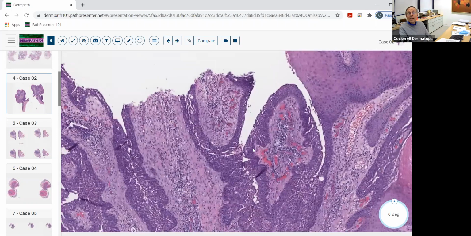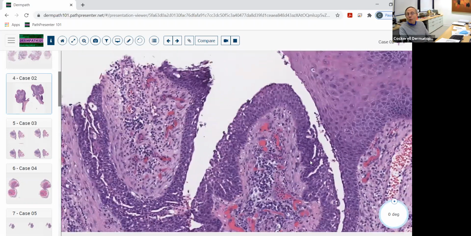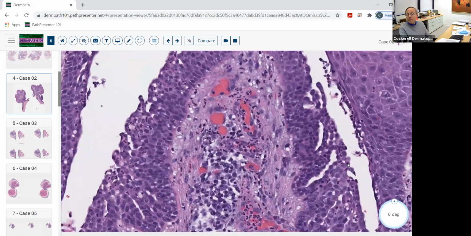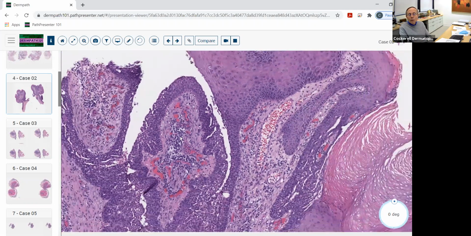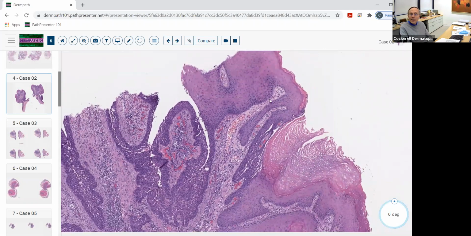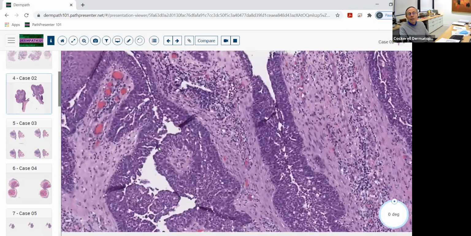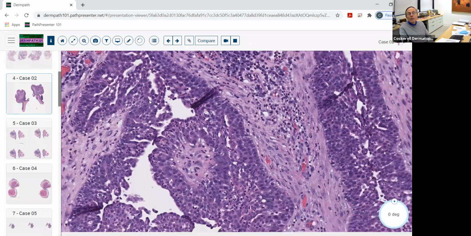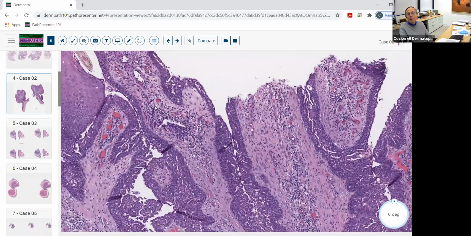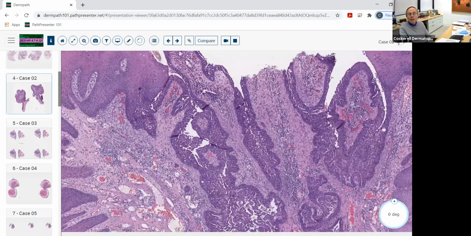And it's also, once again, lined by this apocrine epithelium. Got the little decapitation secretion here. So whenever you see a verrucous epithelial lesion that's got an exophytic architecture, like you see here, lined by apocrine epithelium, like you see here, this diagnosis is syringocystadenoma papilliferum. Okay, syringocystadenoma papilliferum.